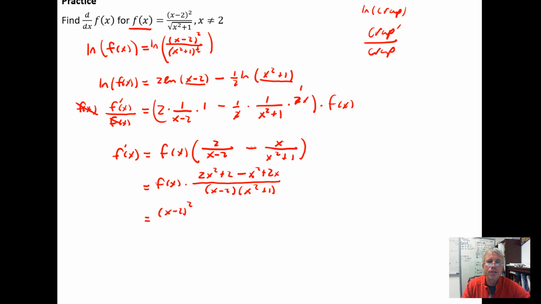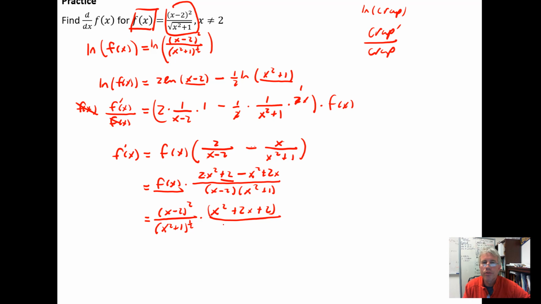So to figure out what the f of x is, I just go back to the original statement. F of x is this stuff here. So I get (x minus 2) squared over (x squared plus 1) to the 1/2 power times 2x squared minus x squared, which is x squared plus 2x plus 2. And this is over x minus 2 times x squared plus 1.